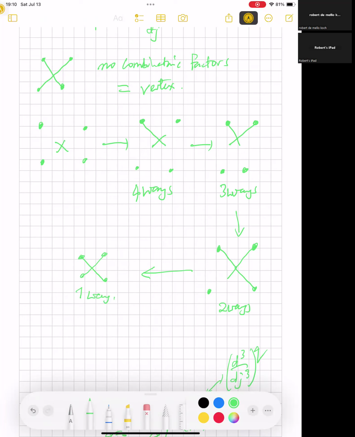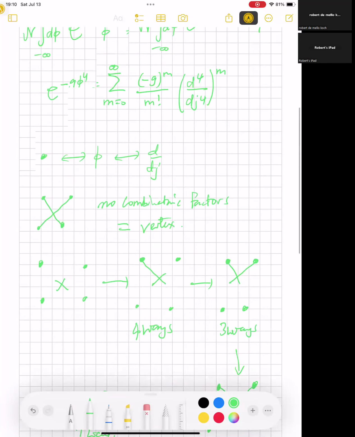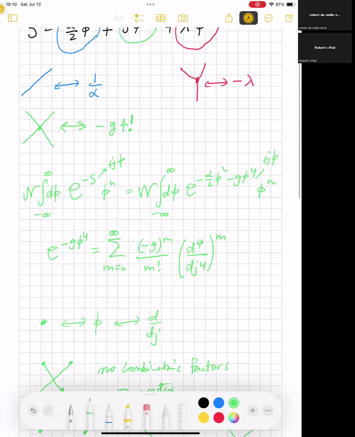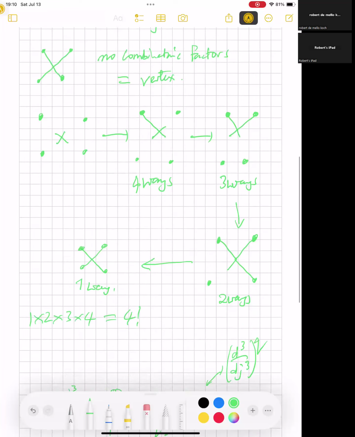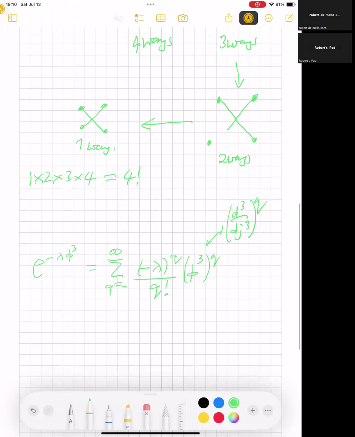So when we're producing this diagram, we've got 1 times 2 times 3 times 4 ways to do it, and that's 4 factorial. That's the origin of the 4 factorial in this Feynman rule. Okay, so now let's argue exactly the same thing, but now for the cubic term, okay?